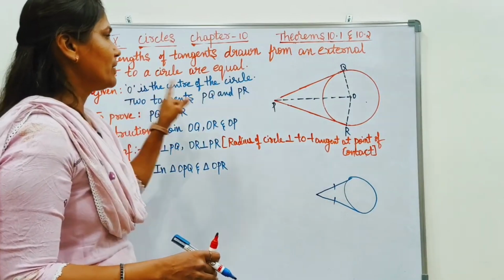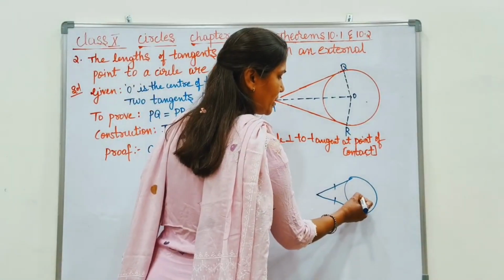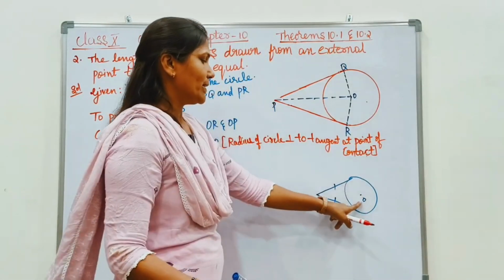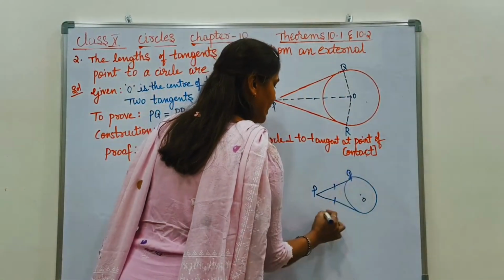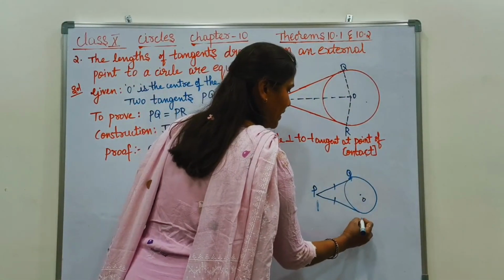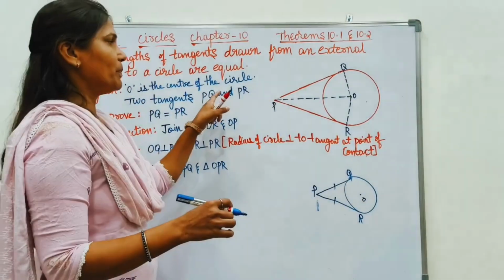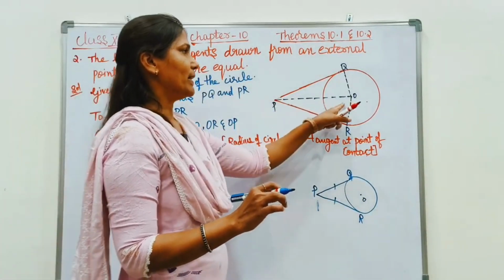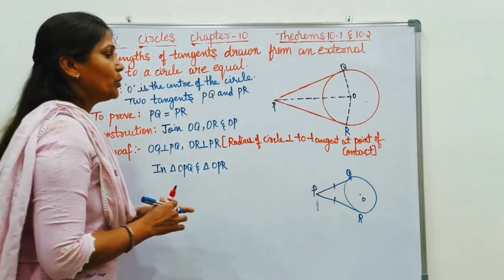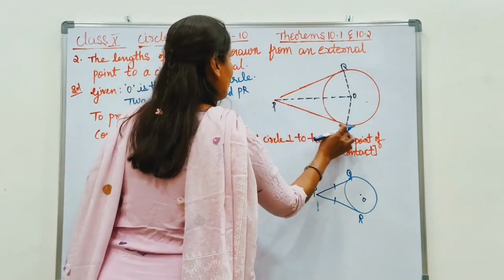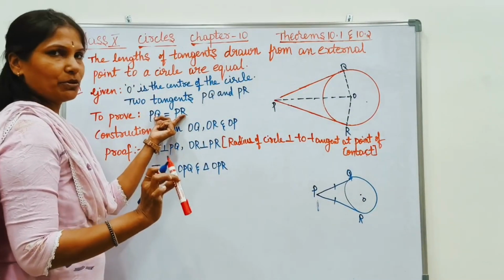What is given in the question? O is the center of the circle. Here the circle you are taking means O is the center of the circle. Two tangents, PQ and PR, are the tangents. Okay, next point you write: two tangents PQ and PR. This is the given: O is the center of the circle, PQ and PR are the tangents. Given over. To prove what? PQ is equal to PR. Now we have to prove PQ equal to PR.